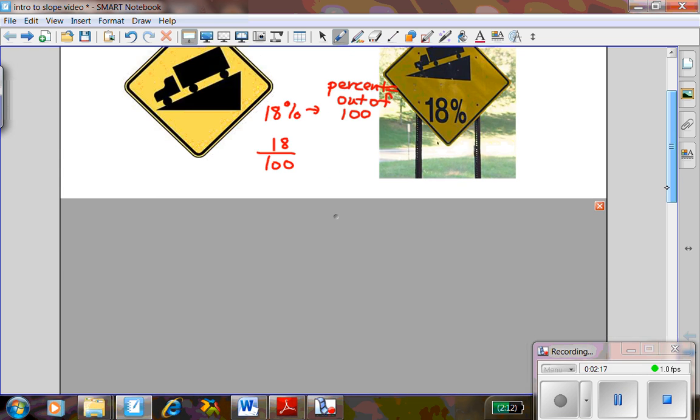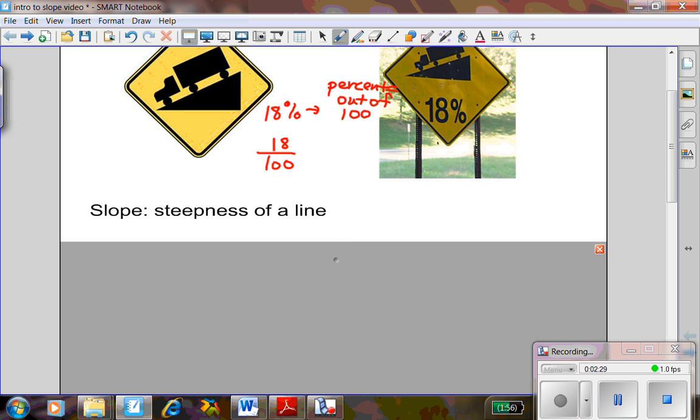Well, when we talk about lines, if you look at that hill in the picture, it just looks like a line. And we've been talking about linear functions, so there is a term that goes along with linear functions, and that term is slope. Slope is the steepness of a line. It's a characteristic of a line, and it tells you how steep a line is.